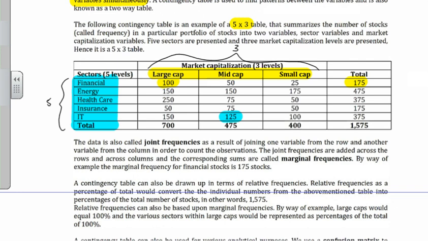Okay, just some names and definitions for you guys. The data is also called joint frequencies. Why joint frequencies? Joint because we're joining one variable from one row and another variable from that column, and we start to work with these specific items. The joint frequencies are added across rows and across columns, and the sum of these is what we call marginal frequencies. As mentioned before, we would say, what is the marginal frequency for financial stocks? That's just the total of 175 over there.